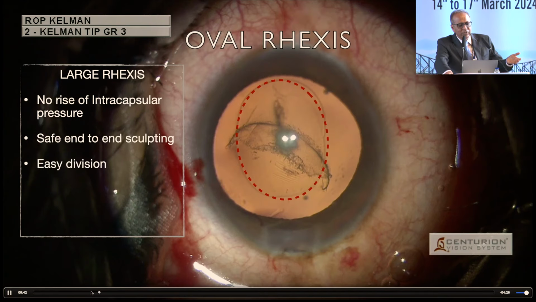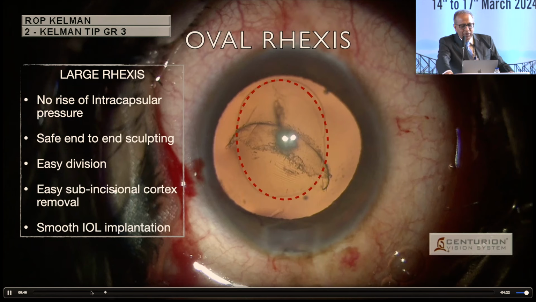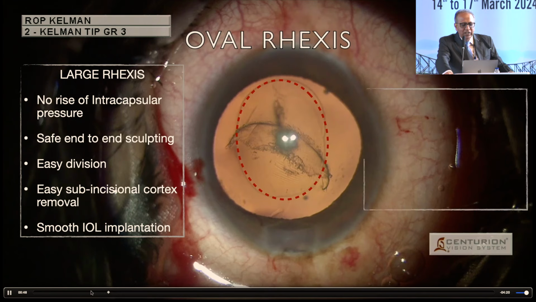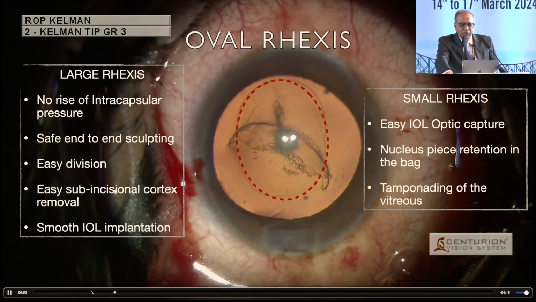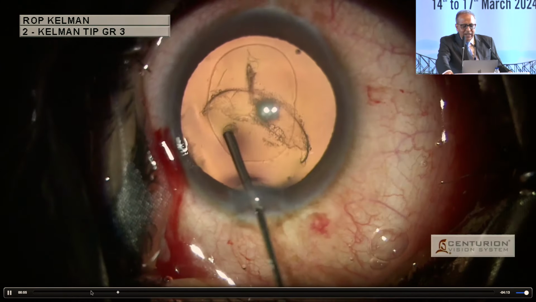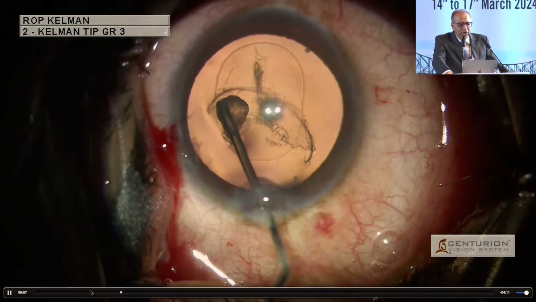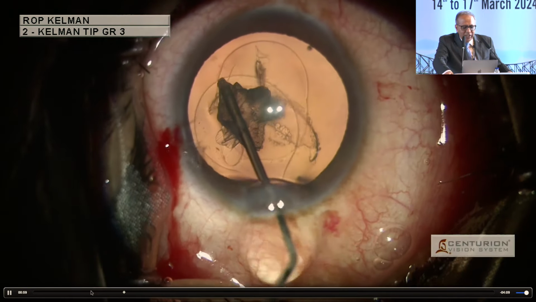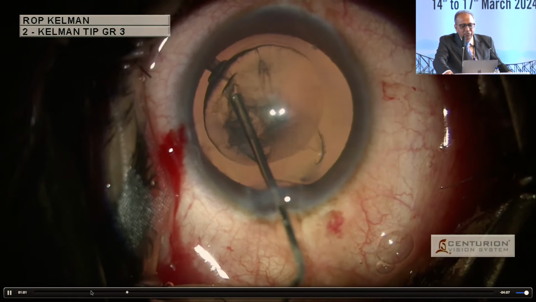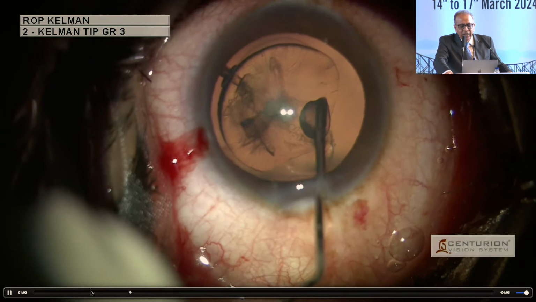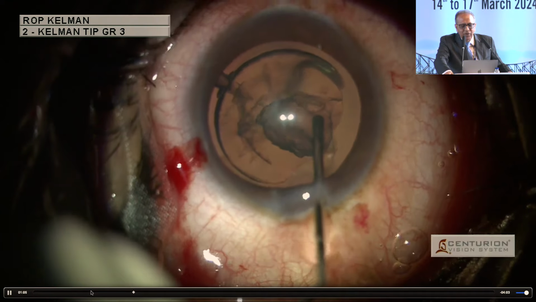Large rhexis gives the advantage. All these advantages have already been told by Dr. Tushe. The smaller arm provides easy optic capture, nucleus piece retention in the bag, and tamponading. So I am doing the technique which Dr. Vajpayee propagated. It is layer by layer separation.